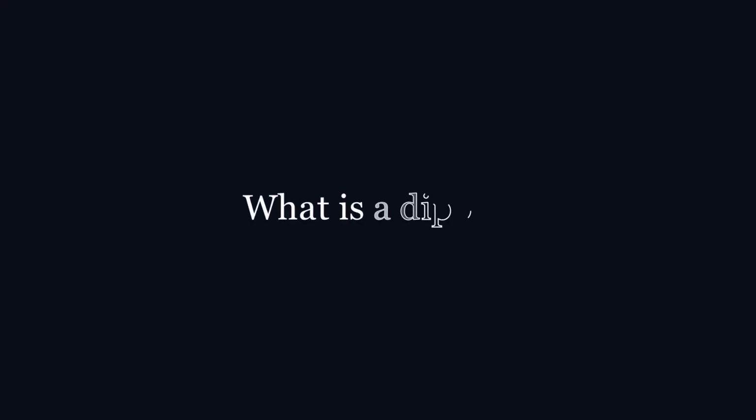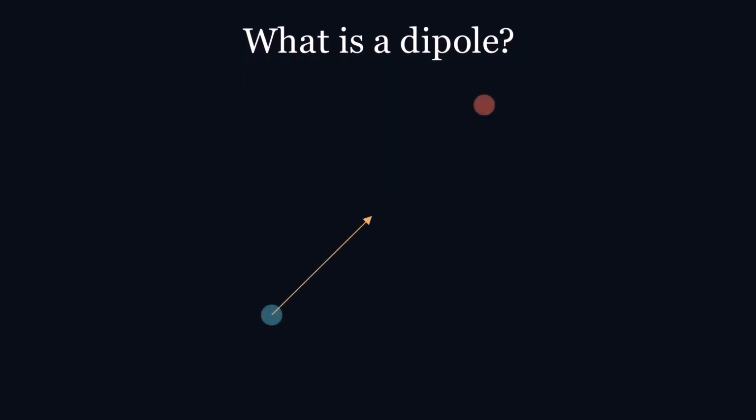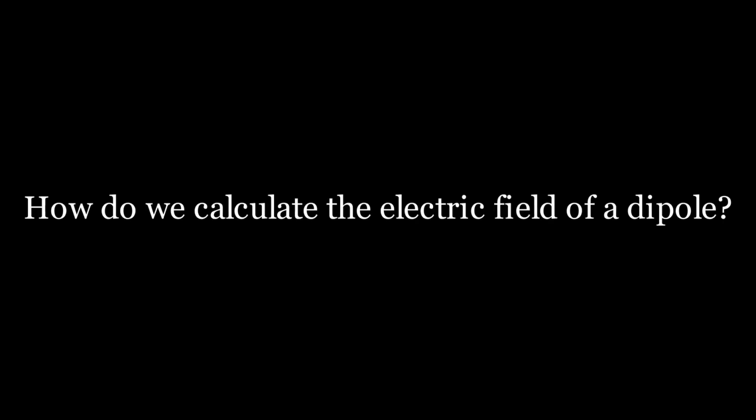What exactly is an electric dipole? An electric dipole consists of two electric charges separated by a very small distance L. For this system, we define a quantity called the dipole moment, given by P equals Q dot L. But how do we actually calculate the electric field of a dipole?